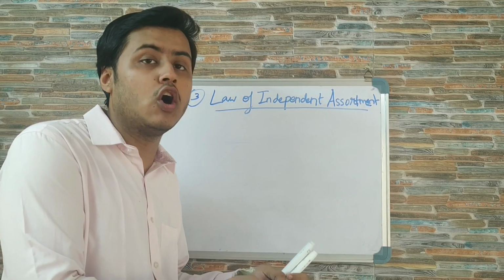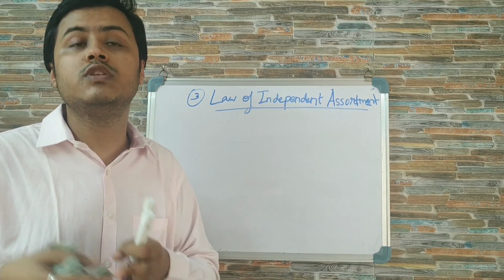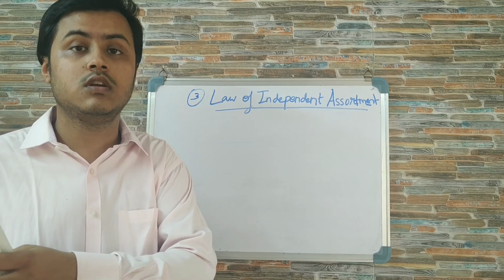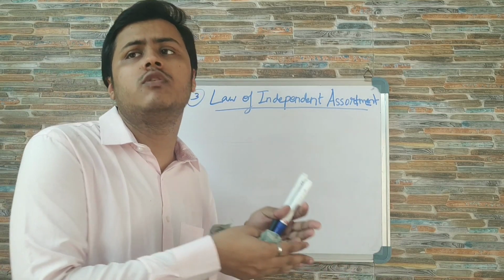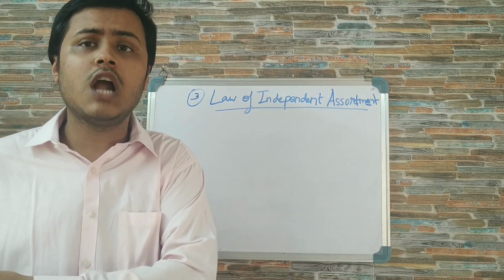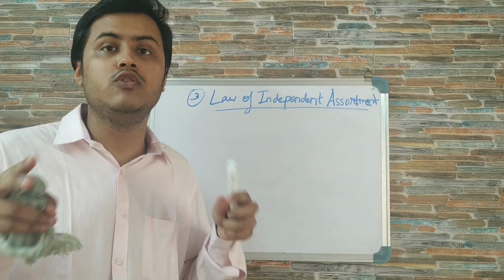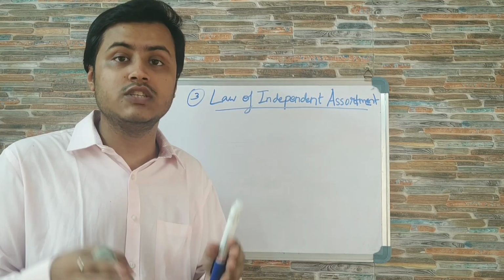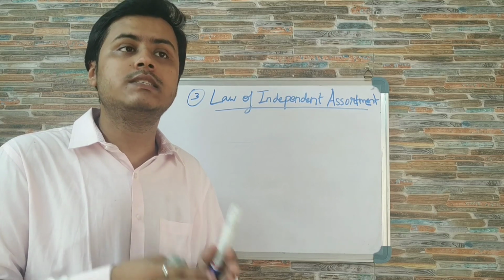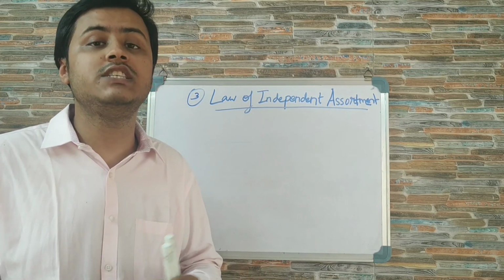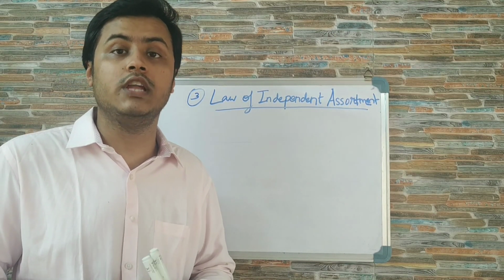That is, if it is tall, it will not interfere with a character which is round, or if it is dwarf, it will not interfere with round or wrinkled, whatever. When you take two traits together, still they will not affect each other. This is what law of independent assortment is.